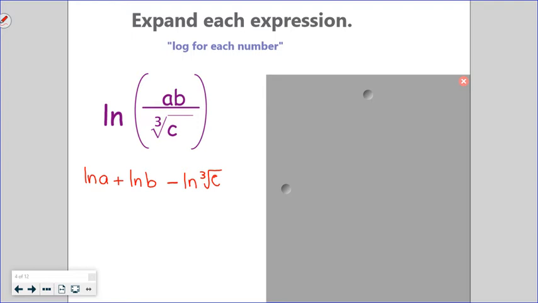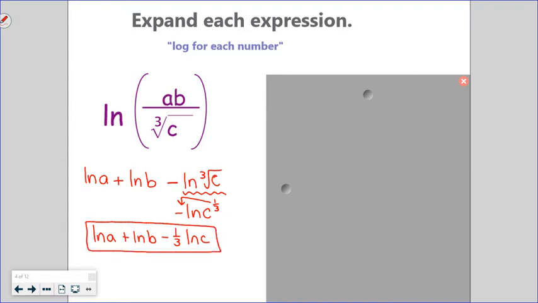In our expanding rules, we need to focus on this last one here because there's 2 things that need to happen. First of all, if we ever have radicals, we're going to want to look at those as the fraction exponent. So instead of a cube root, I would write that as a 1/3. And then like we saw in the last example, we don't leave any exponents. We slide them out front so that 1/3 would go sit in front of our logarithm. So our final answer would be natural log of A plus natural log of B minus 1/3 natural log of C.